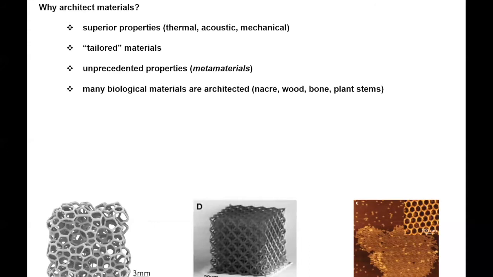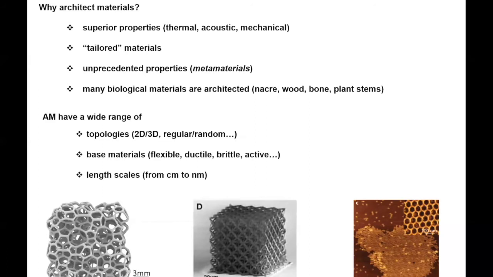So people have been making many different types of architected materials, 2D and 3D, periodic or not, and the base solid, right? There are many different families. It can be an elastomer, it can be metals, ceramics. And the length scales change depending on how you synthesize the materials, right? All the way from the nano to some millimeters.